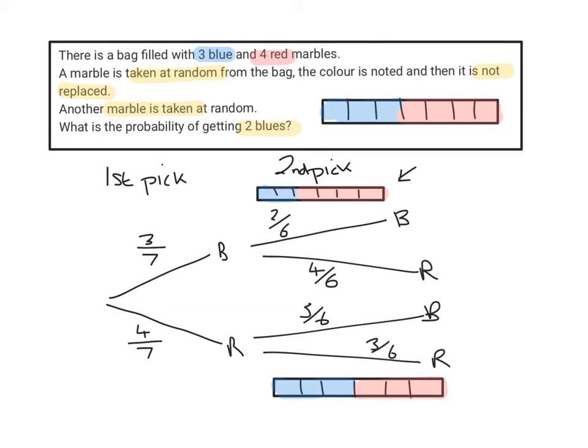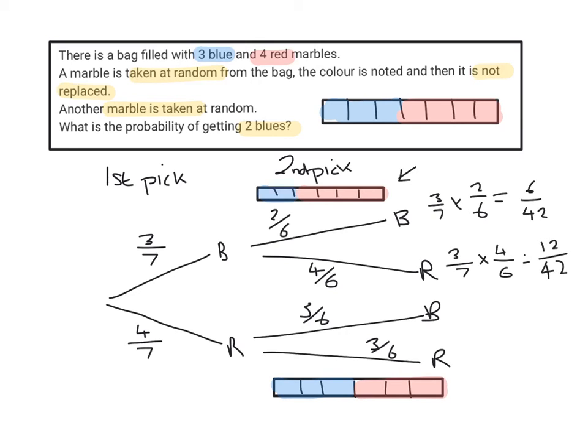So I always say, whatever you're doing, always just times along your rows first. If I want a blue and a blue, it's the and rule, so I'm timesing. That's going to be 3 out of 7 times 2 out of 6. 3 times 2 is 6, and 7 times 6 is 42. Next one, a blue and a red, so that's 3 out of 7 times 4 out of 6. 3 times 4 is 12. 7 times 6 is 42 again.